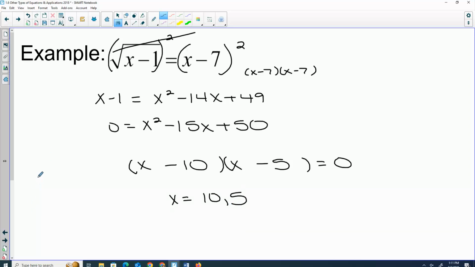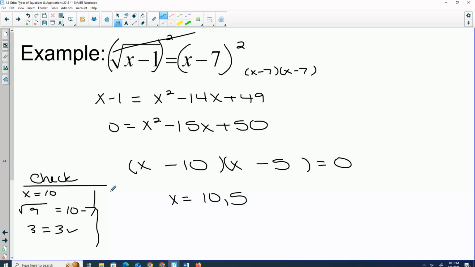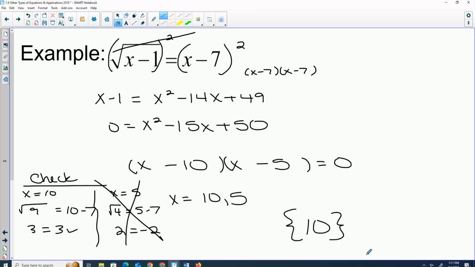Okay. Check. If you put in a 10, so 10 minus 1 is 9. Here 10 minus 7, so 3 equals 3. That's good. But if I put in a 5, look what happens. I get the square root of 4 equals 5 minus 7. Square root of 4 is 2. 5 minus 7 is negative 2. So did that one work? No. Sometimes when you square, you get answers that don't really work. 10 is the only option that does.